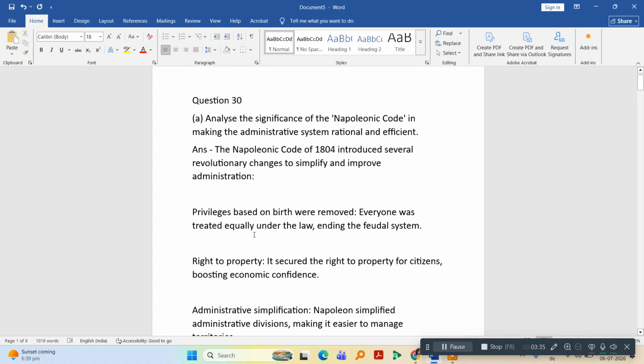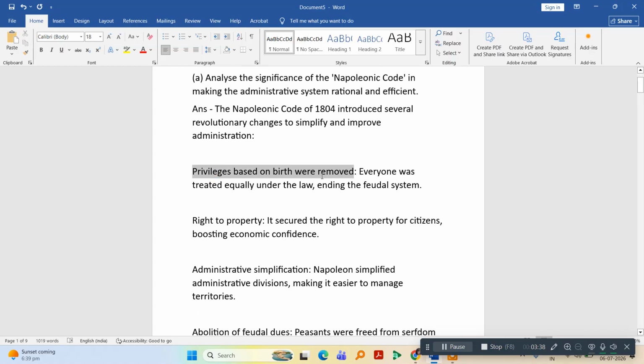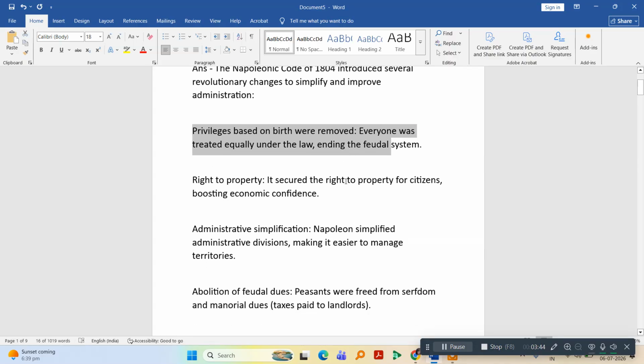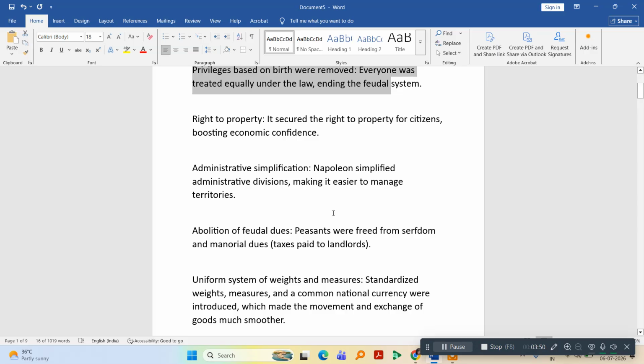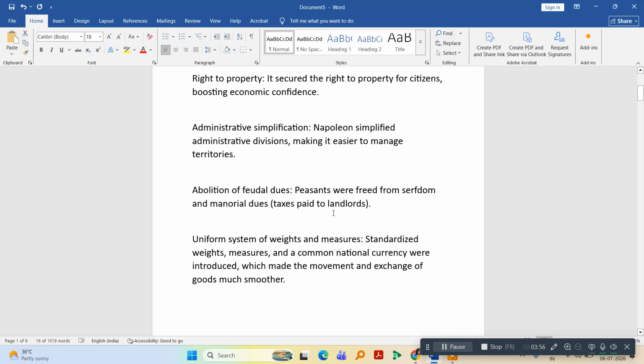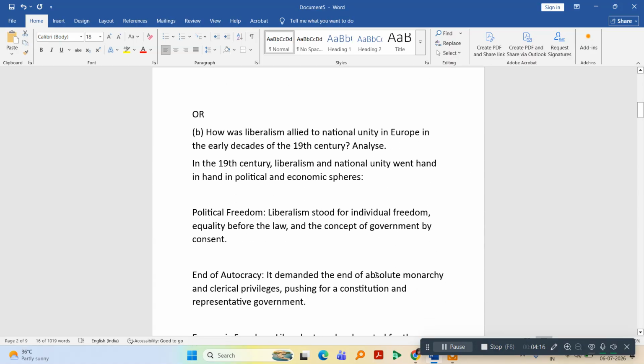The key points are like this. Based on birth, the privileges were removed. They had the right to property. Apart from that, there were administrative divisions, and it was easy to manage territories. The peasants did not have to pay serfdom and manorial dues. They were exempted from paying taxes. Apart from that, there was a unified system of weights and measures. Standardized weights and measures, as well as a common national currency, were introduced. They came into being.